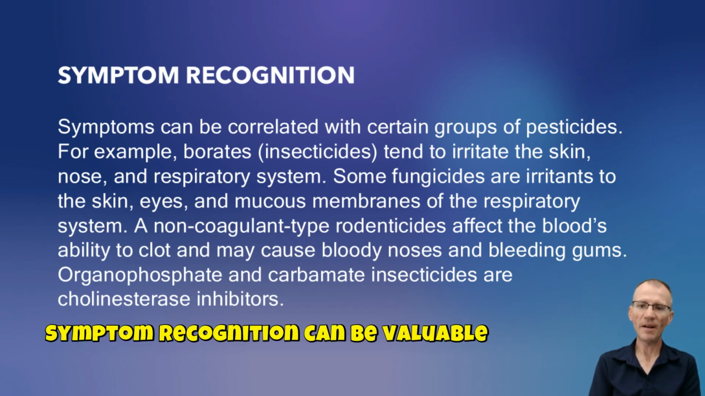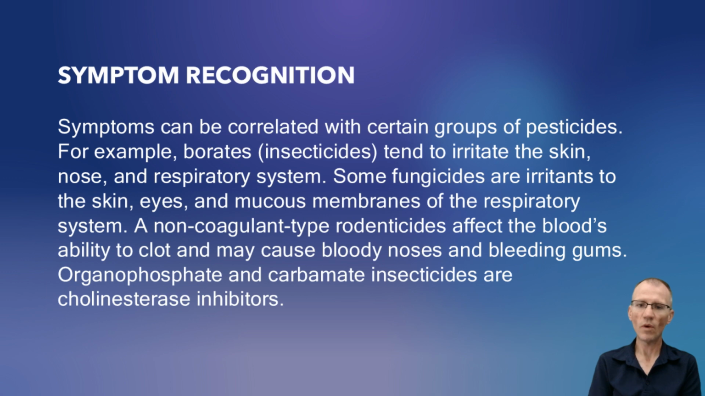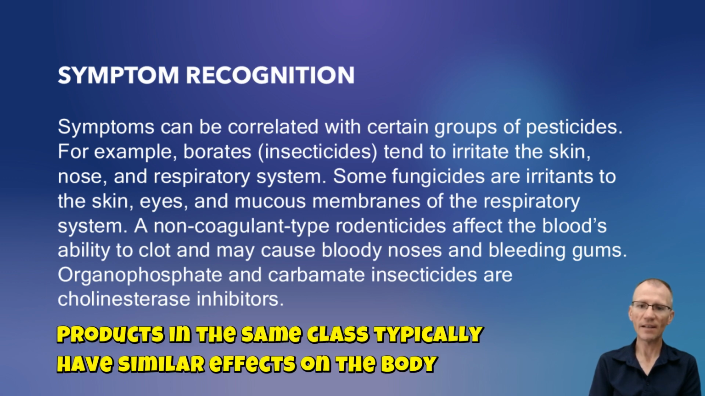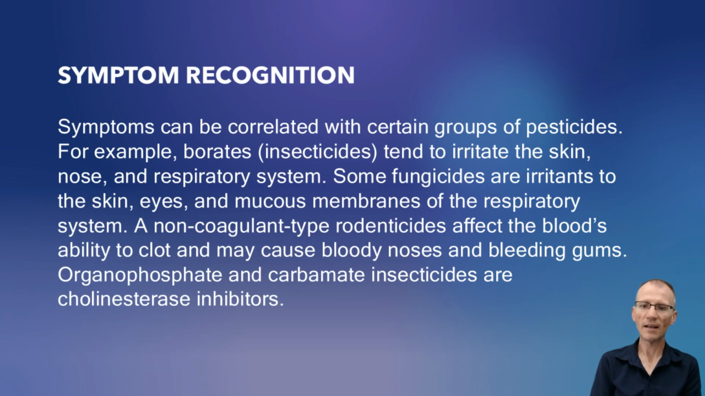We talked a little bit about it here, but when you're dealing with a class of insecticides or rodenticides, whatever the case may be, you're going to see they all tend to affect the same parts of the body. Like we talked about here with borates, they're going to tend to irritate the skin, nose, and respiratory system. But then again, when you're dealing with something like a non-coagulant type rodenticide, these actually only affect the blood's ability to clot and may even cause bloody noses and bleeding gums.